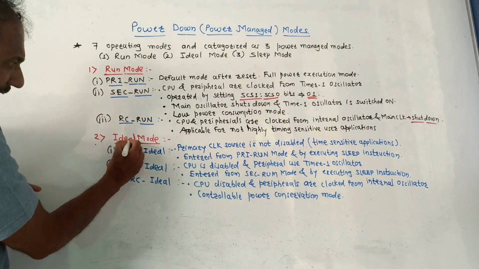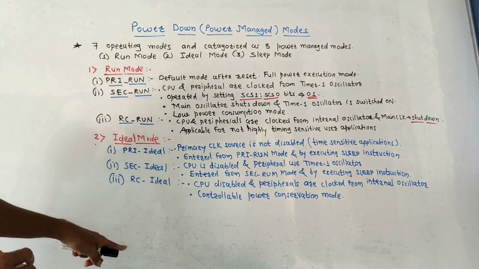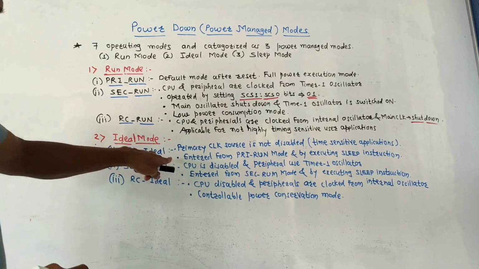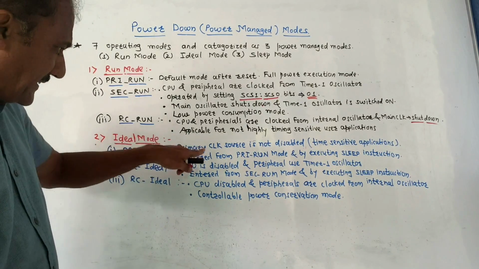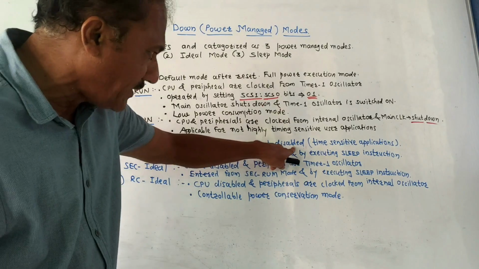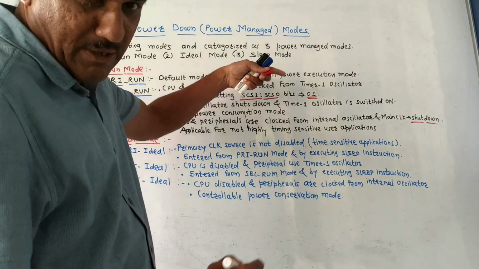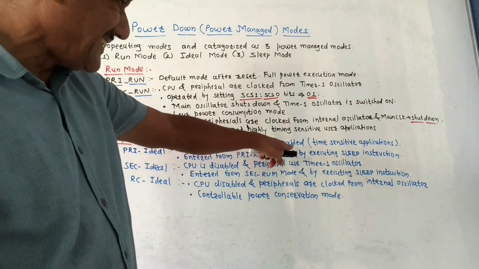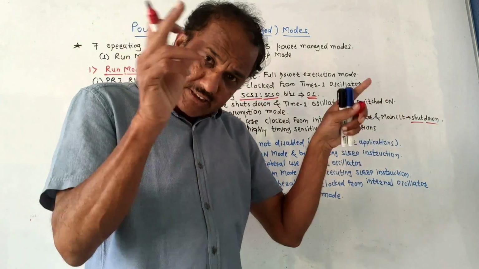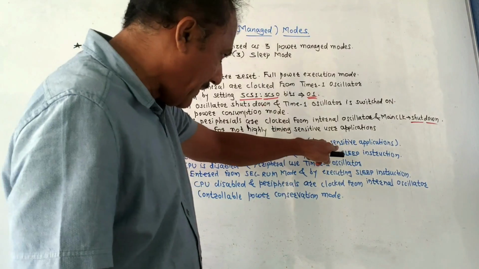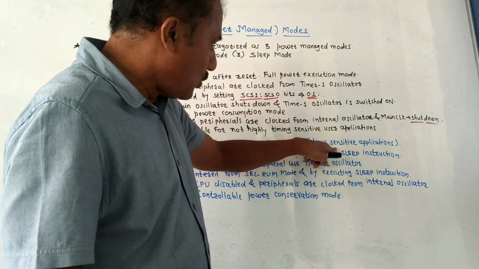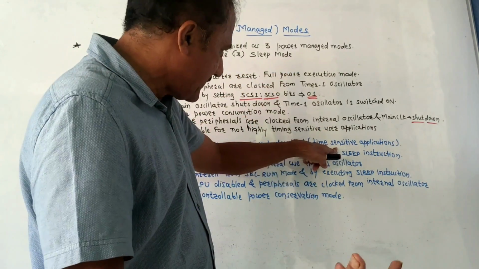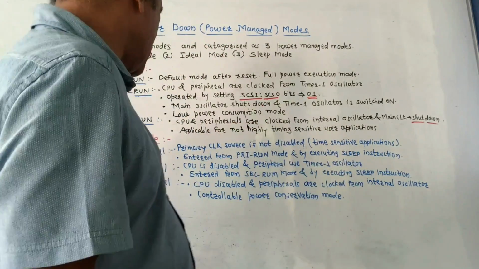Second type is idle mode. Again, there are 3 subcategories: pre-idle mode or primary idle mode. In this case, primary clock source is not disabled. Jaise is pehle ke case mein primary clock source disable karte the, that is main clock source. In this case, it is not disabled. So this type of mode is applicable whenever user is using some time sensitive applications.